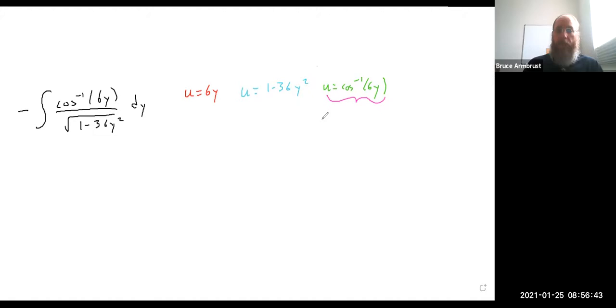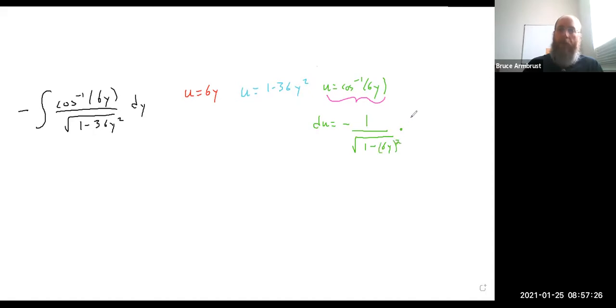All right, so let's see what du looks like. So the derivative of inverse cosine. Now, I didn't remind you about this one. I just showed you inverse sine. But I also reminded you that the difference between the derivative of inverse sine and inverse cosine is just a sign, a plus or minus sign. So we're going to get minus 1 over the square root of, right, so I'm going to get a squared, so 1 minus 6y squared.